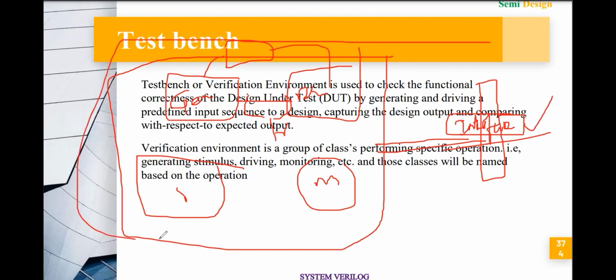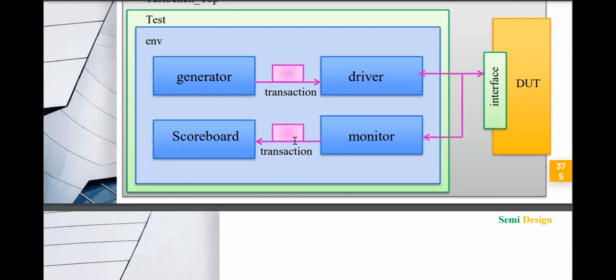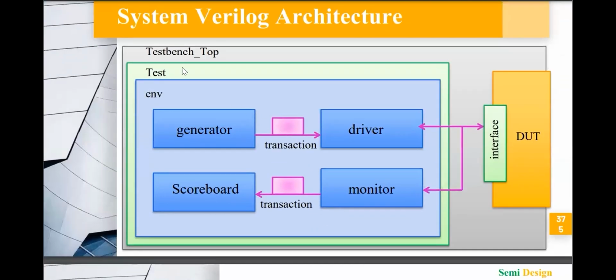The top module is the environment, then the testbench. We'll discuss clearly now how to write the testbench architecture. This is the SystemVerilog testbench architecture. But when we write a Verilog testbench, we don't follow any architecture, just the testbench flow: creating the module, initializing the reg and wire signals, instantiating the DUT, and taking the input variables. Like that, we write the Verilog program simply. But in SystemVerilog, we have to follow the architecture.